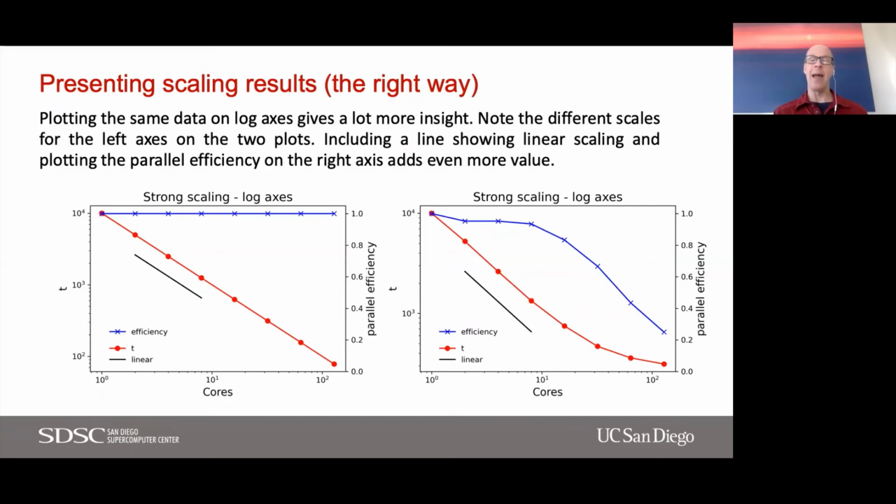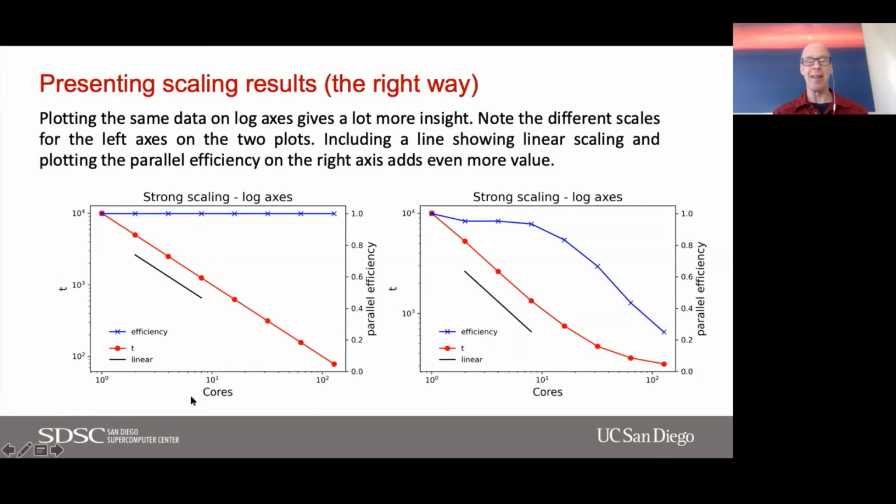You can also add a solid black line to indicate what the linear scaling should be. And I think it also helps to plot the parallel efficiency on the right-hand axis. So the parallel efficiency is the speed up divided by the number of cores. So for example, if you run on 128 cores and it's 128 times faster, that would be a perfect parallel efficiency. So we can see here the code on the left.